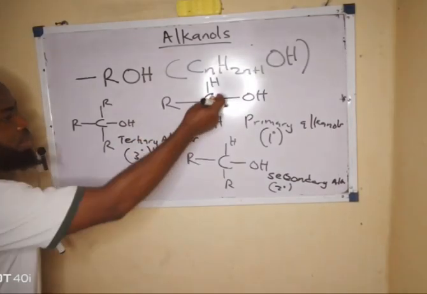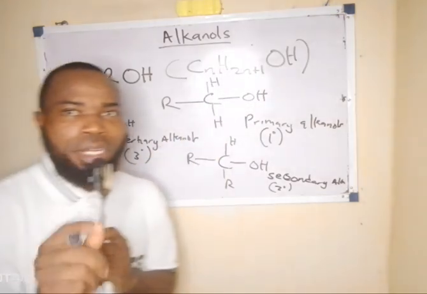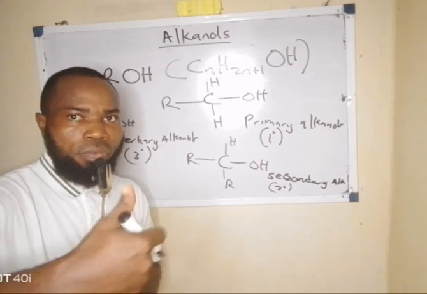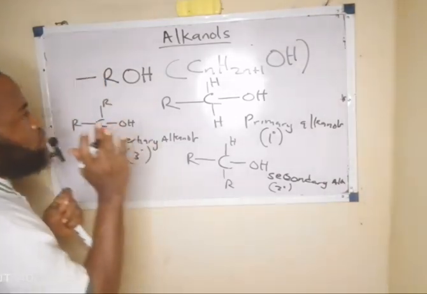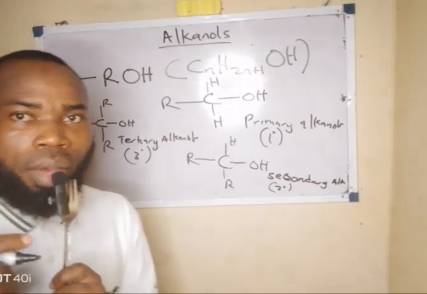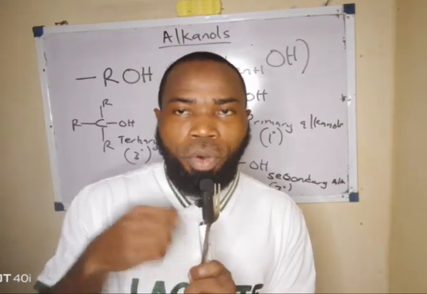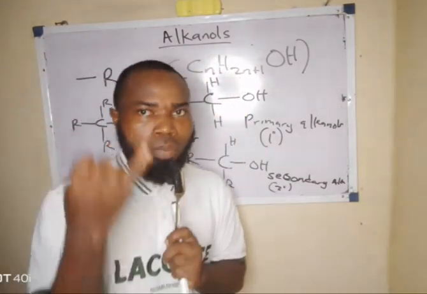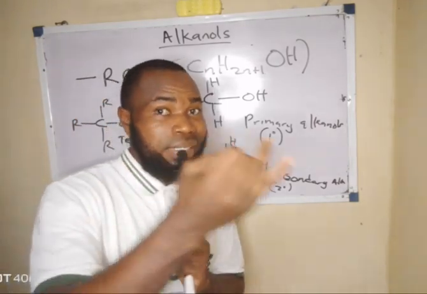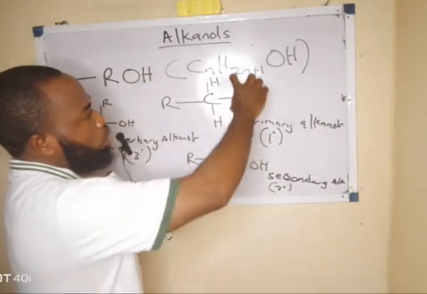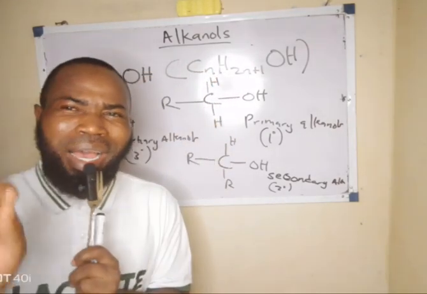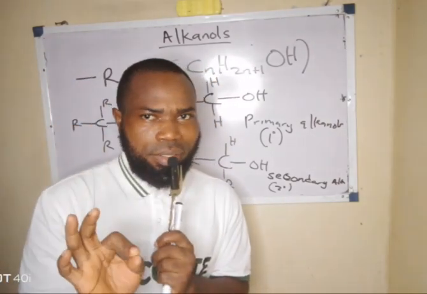Now, these alkanols have different properties that we are going to be sharing either in this video, the previous one, or the next video. But just identify how to identify alkanols and some properties of alkanols. First of all, alkanols are polar, one property. Alkanols undergo dehydration to form alkenes. So if I remove a water molecule from alkanols, it forms an alkene. Of course, alkanols are good solvents.